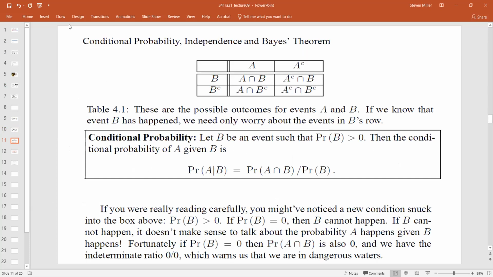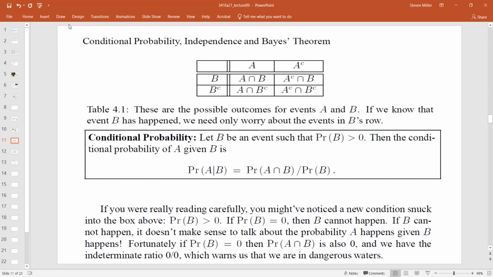Okay, so again, when we're doing these items, if I have a set A and A complement and B complement, there's 4 possibilities. I have A and B. I have A doesn't happen, but B does. I have A happens and B doesn't, and I have neither happens. And so the conditional probability, as we said, is the probability of A given B is the probability of A and B happens divided by the probability that B happens.